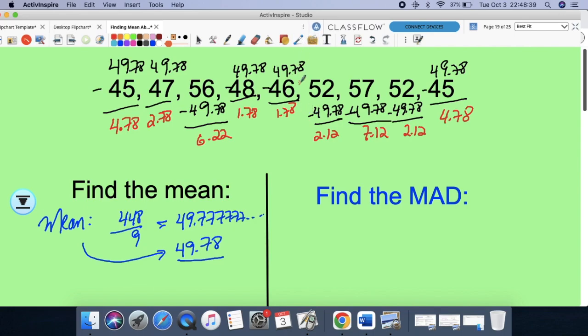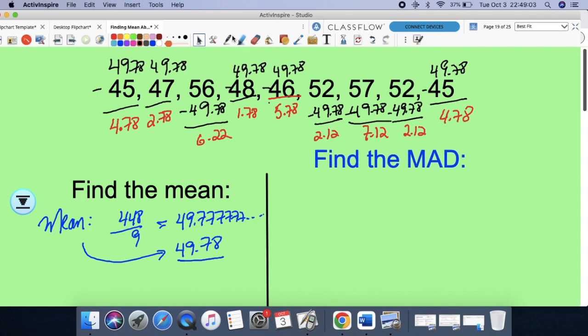This is actually wrong. I don't know what I was thinking. 1.78. This is, no, this is 5.78. The rest, okay. So how do we find the MAD?